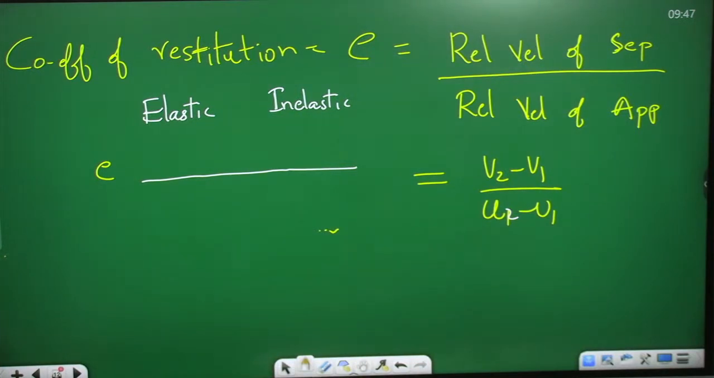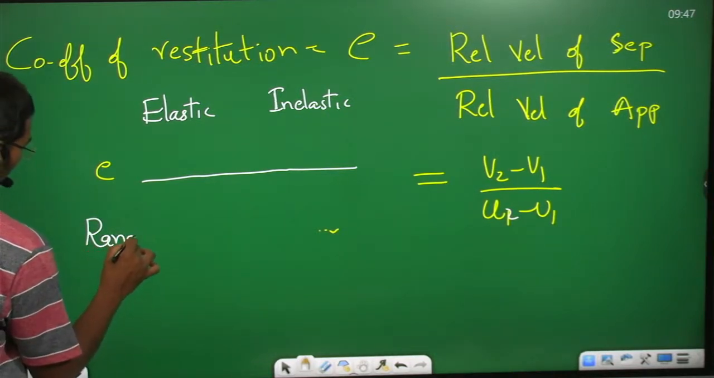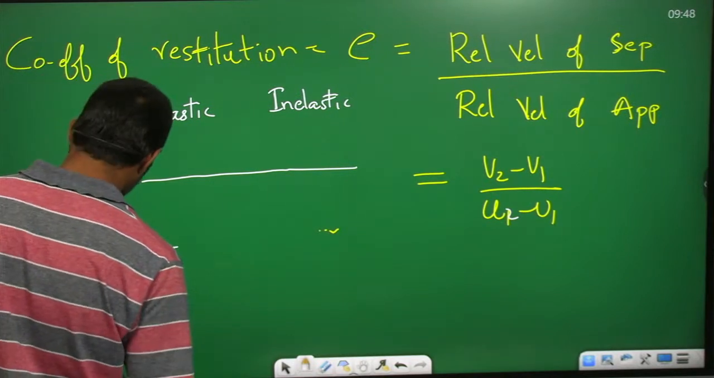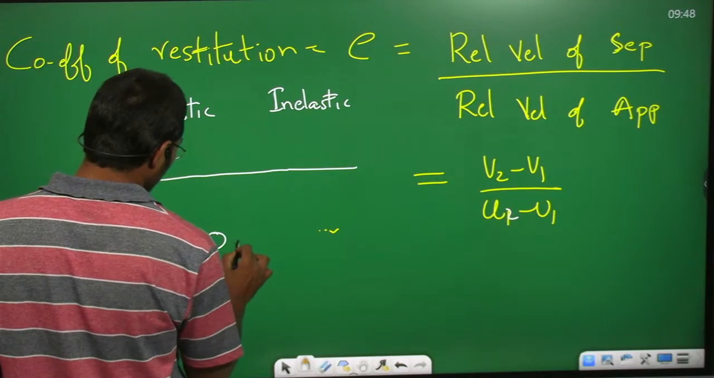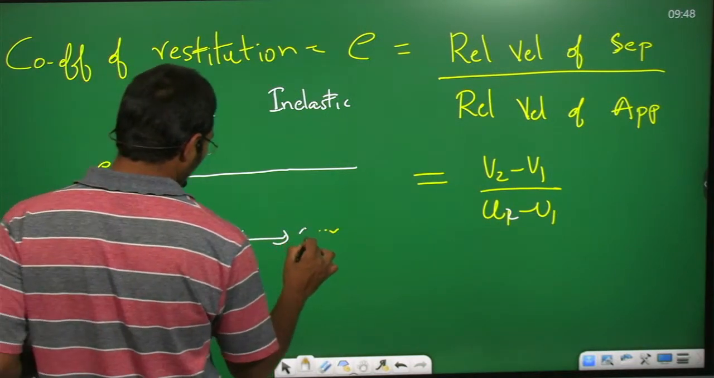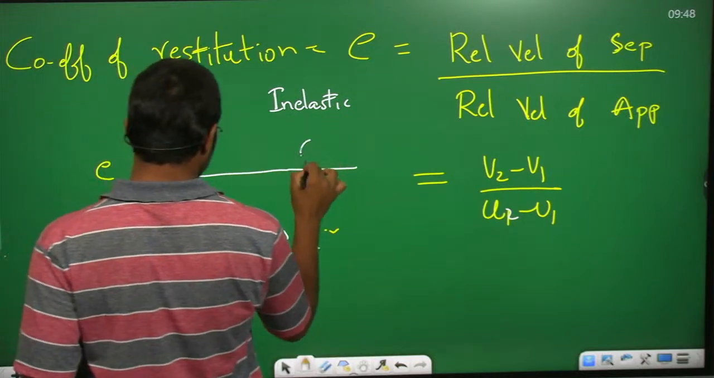Okay, for elastic collision we got answer from Shiva. You are right, Mr. Shiva. So how about inelastic collision? And what is the range of E? It lies between 0 to 1, and for elastic it is 1, and for inelastic it is 0.